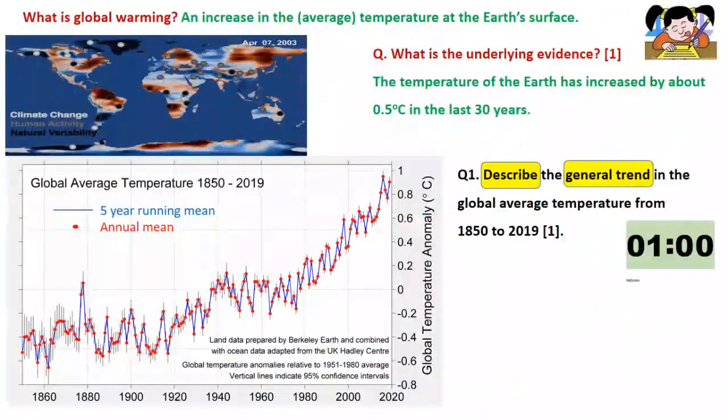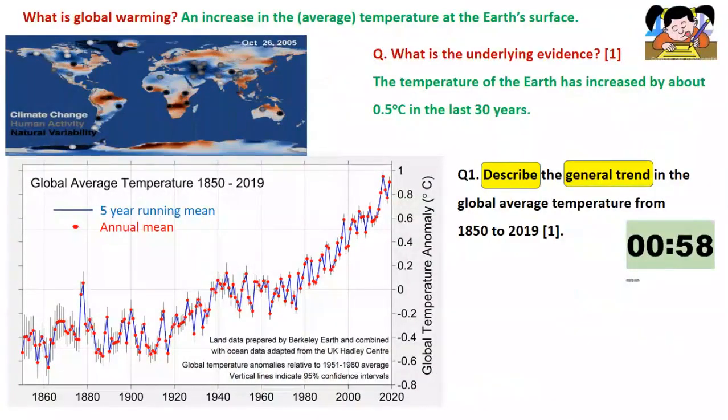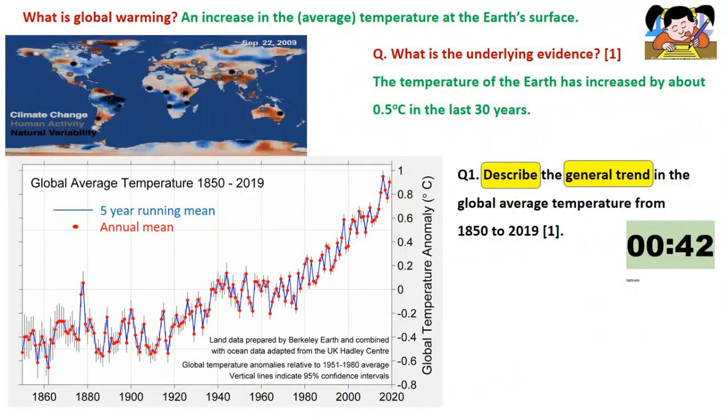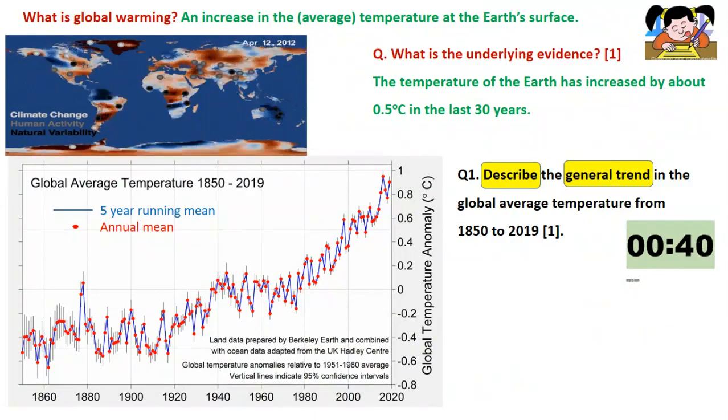The first question is, what is global warming? Global warming is an increase in the average temperature at the Earth's surface. I'm using the word average because we take the average temperature to determine whether global warming is happening or not. And the next question is, what is the underlying evidence that global warming is happening?